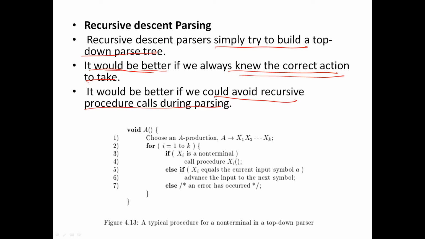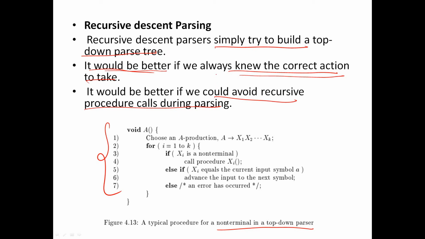So, maximum try to avoid the recursive procedures. Recursive means calling by itself. So the procedure calling itself, that we call as recursive. And for this recursive descent parsing, we have one algorithm. So this is an algorithm. It is for a non-terminal in a top-down parser.